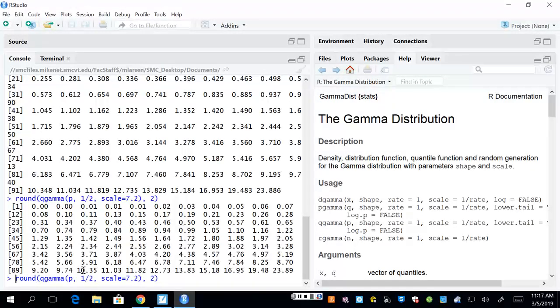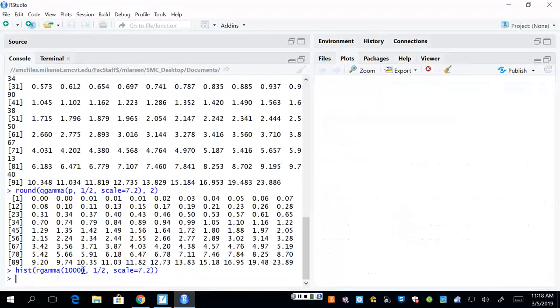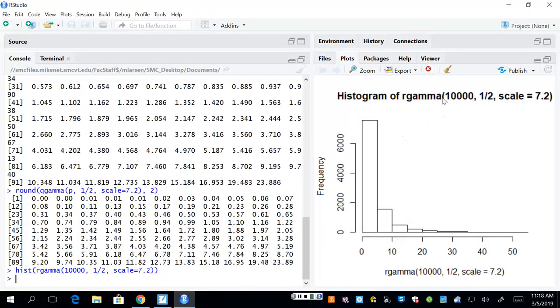So if we did a histogram of 10,000 values of this random gamma, a lot of the values are pretty small. We had an average of 3.6, so the average is back here. But there's a few points out here that are pretty big. You could have some days with this really high carbon monoxide.